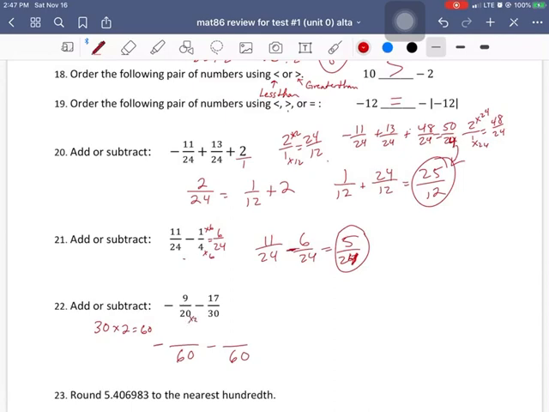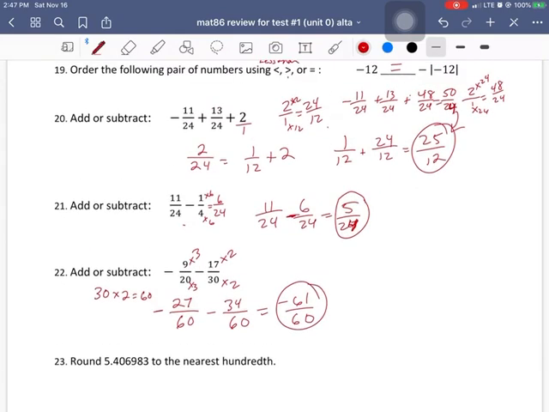Don't lose the signs. So 20 times 3 is 60, so 9 times 3 is 27. Sorry, 30 times 2. So 17 times 2 is 34. A negative plus another negative is a bigger negative, and that does not reduce.